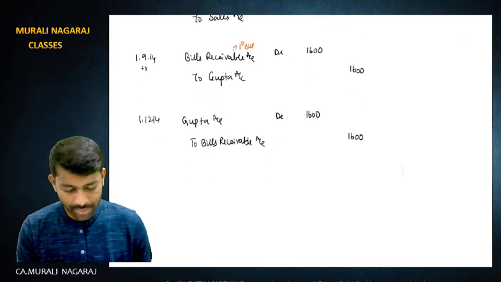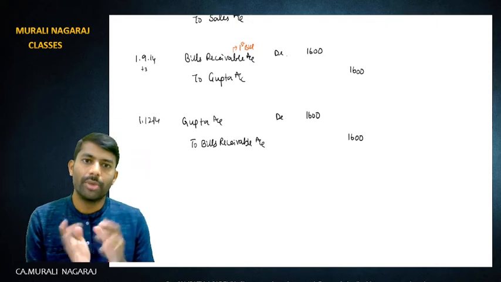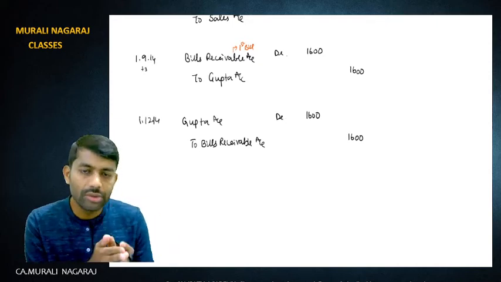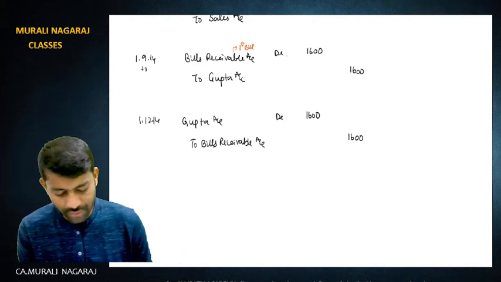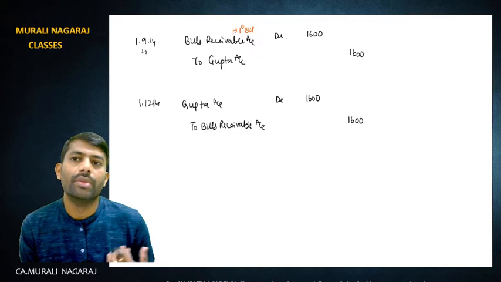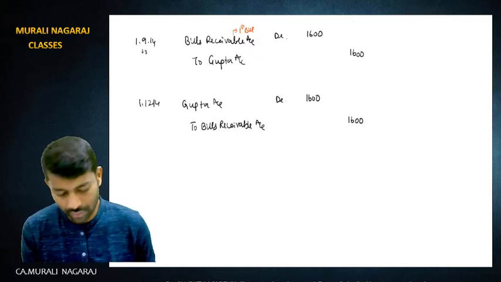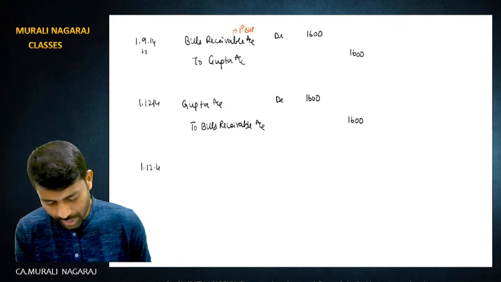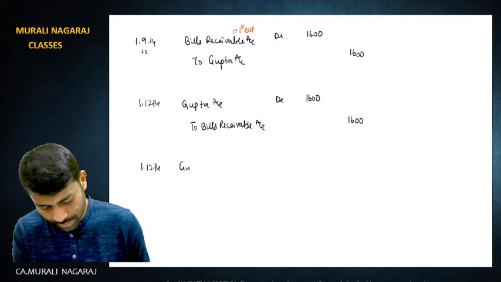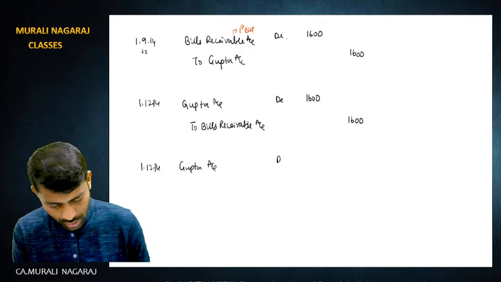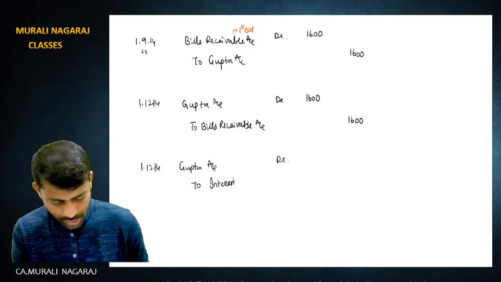Now, on the same day, we have to calculate the interest. Because we are going to give a 2 month extension, interest will come for this 2 month extension. Correct? So first we have to calculate the interest. For the receiver of the bill, interest is an income. So on the same 1/12/14, the first entry we have to pass is for interest: Gupta account debit to interest income account.